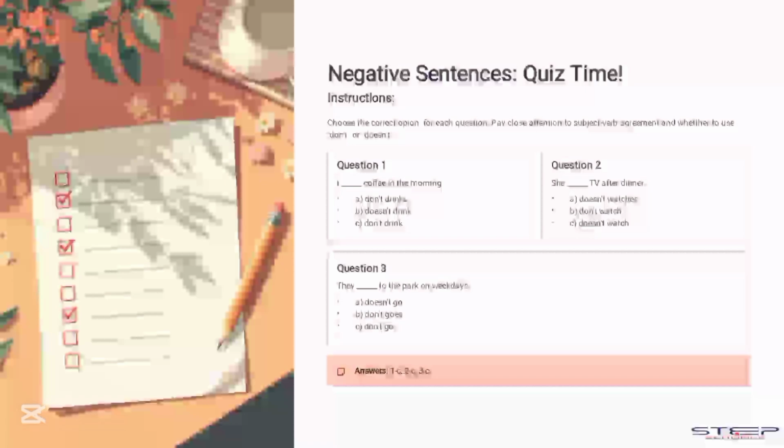Now we will move towards the second question. She dash TV after dinner. She doesn't watch TV after dinner. So if your answer is C, then you are right. The third one is: they dash to the park on weekdays.